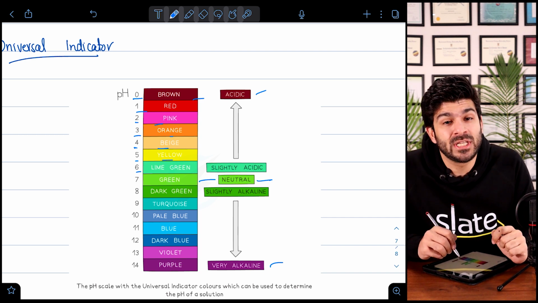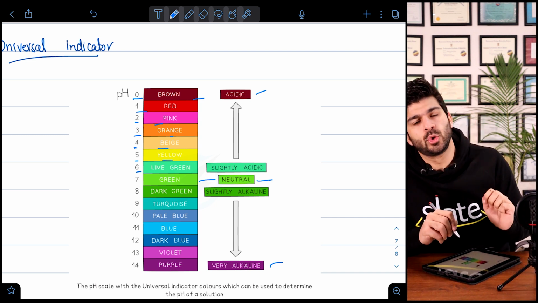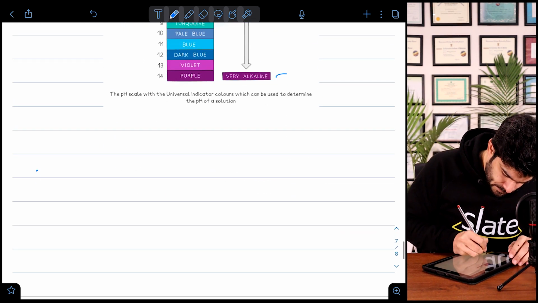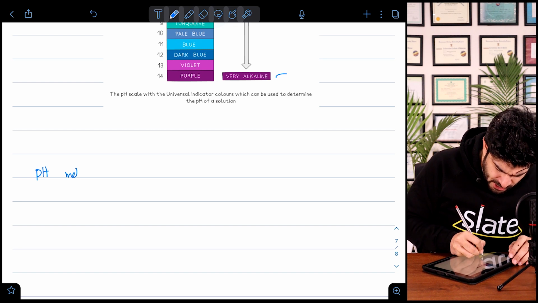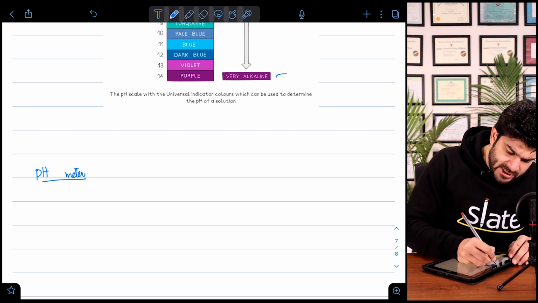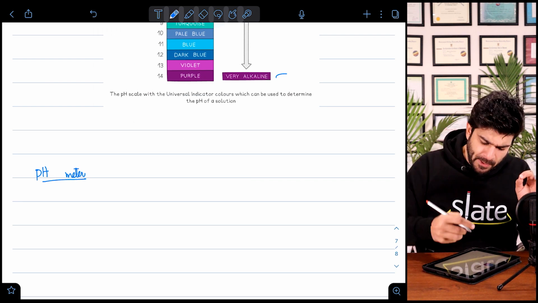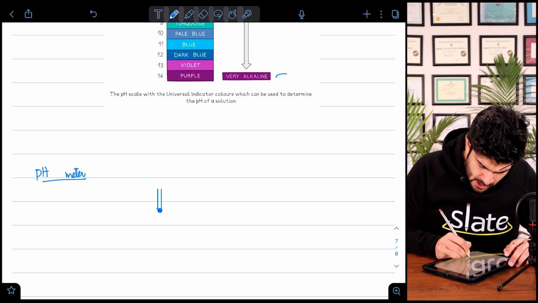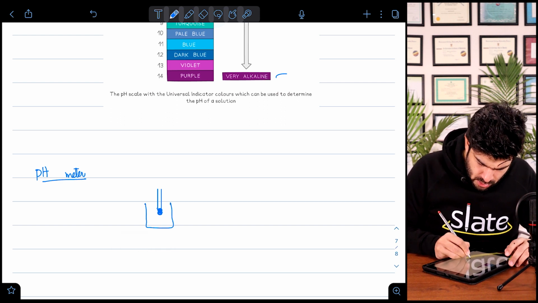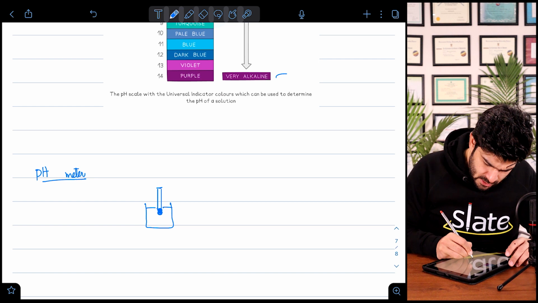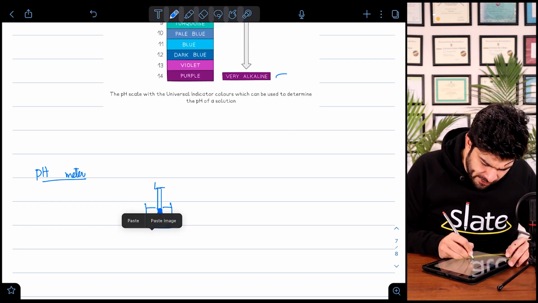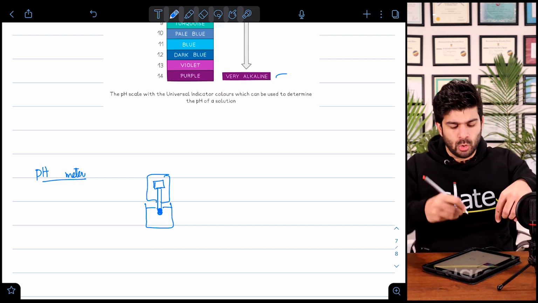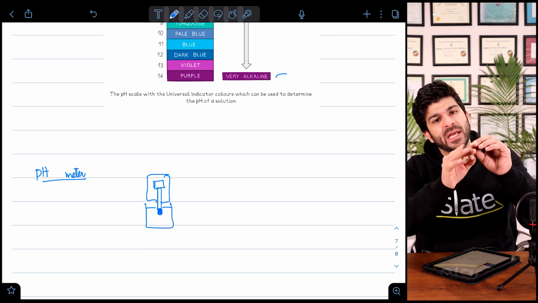But pH values are mostly in decimal. 1.8, 2.7. For that we use a pH meter. It's just like a digital thermometer. You dip the pH meter in the solution and it is connected to a computer or can have a digital meter on its top. So when you dip it in the solution, the exact value of pH will come in front of you.